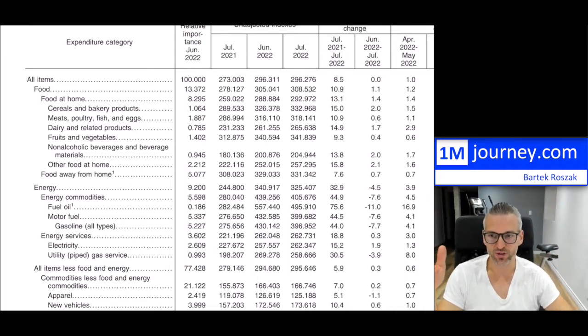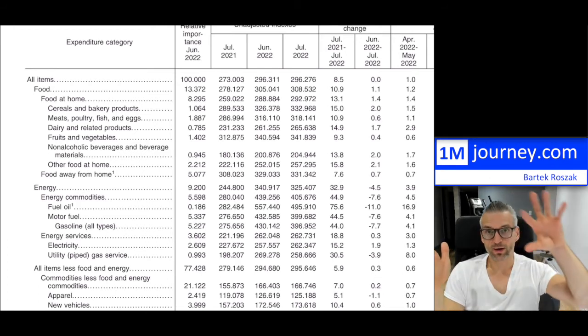And within that food, it's also broken down into food at home, so things that we consume at home, is about 8.295%. And then if you scroll down there, you also see food away from home, which is 5.077%, which means just food that we're eating out and that maybe we're purchasing on the go. And then it's broken down even further. So you have cereals and bakery products, meat, poultry, fish and eggs, dairy, fruits and vegetables, and so on.